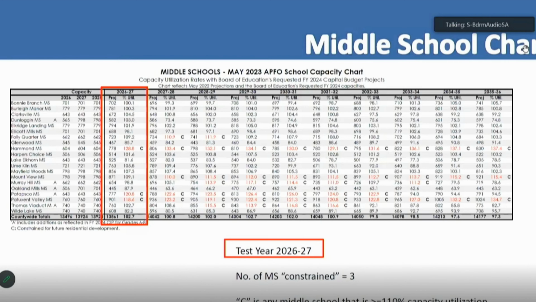This is the 2023 middle schools capacity chart, and for the 2023 APFO school capacity chart, 3 middle schools are identified as constrained. The region test does not apply at the middle school level. And of note, the future enrollments shown for middle school and high school levels include the impacts of the board's boundary changes to be implemented beginning in the 23-24 school year. The middle schools that are identified as constrained are Hammond, Patapsco, and Patuxent Valley. And at the high school level, no schools are identified as constrained for the test year of 2026-27. Again, this chart does take into account the results of boundary adjustments adopted in 2022.